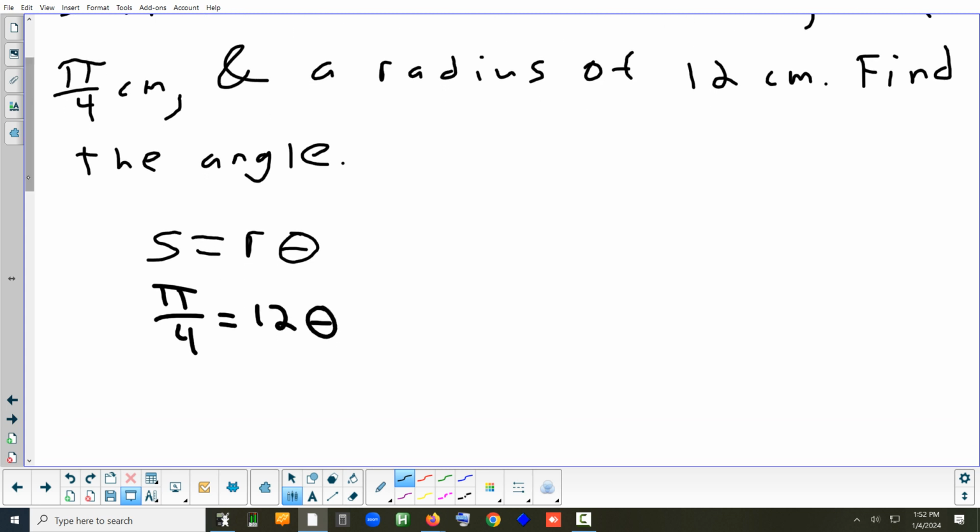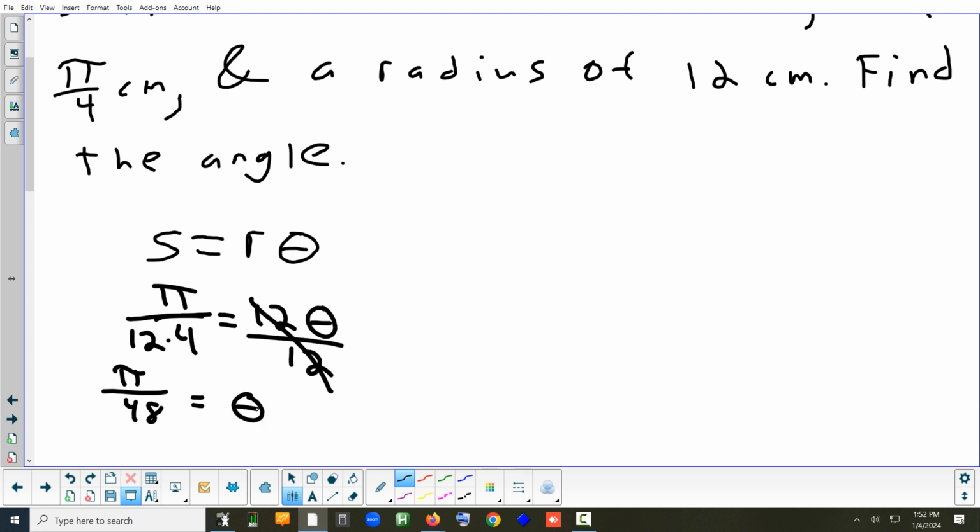Okay. So how would we get rid of the 12 and get theta by itself? Divide by 12 on both sides. That's the same as just putting a times 12 in the bottom on the other side. So divide by 12 here. It's gone. And what do we get when we divide the left side by 12? Pi over 36 equals theta. No, 48. Pi over 48.